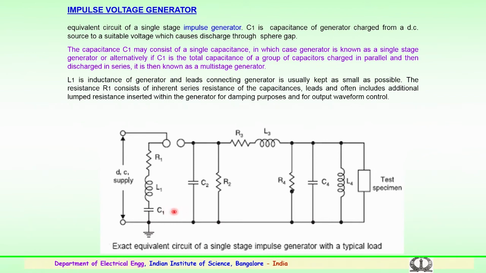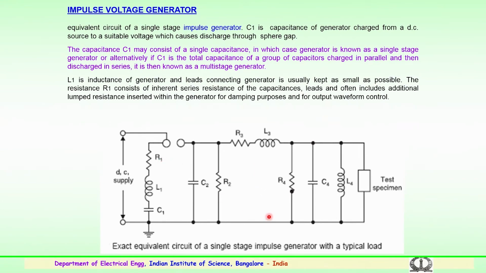For a multi-stage impulse generator, a number of capacitors are connected in parallel and discharged through the series arrangement using a sphere gap. So, a group of capacitors is charged in parallel, then discharged in series. This we call a multi-stage generator if more capacitors are used. L1 is the inductance of the generator and the connecting leads. Usually these leads should be as small as possible.